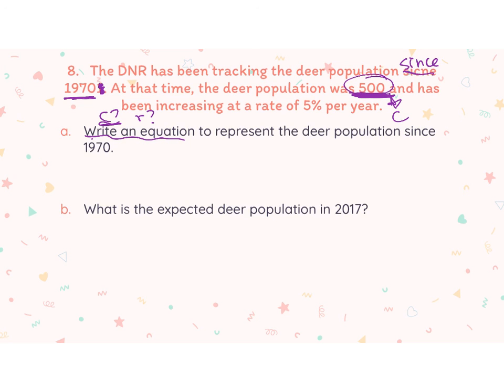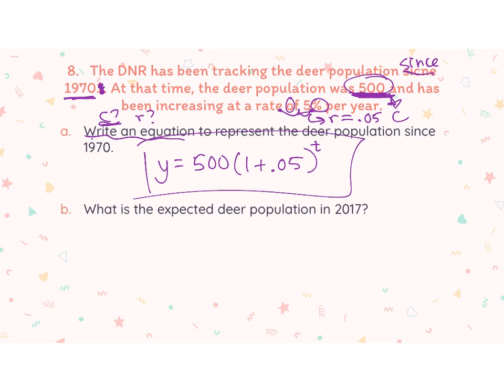and then has been increasing at a rate of 5% per year. So this is my R, and I have a percent sign, which means I need to take my decimal at the end and move it back 2 places. So that's 0.05. So if I write my equation, it looks like y equals 500 times 1 plus 0.05 raised to the t power. Okay, so there's my equation.